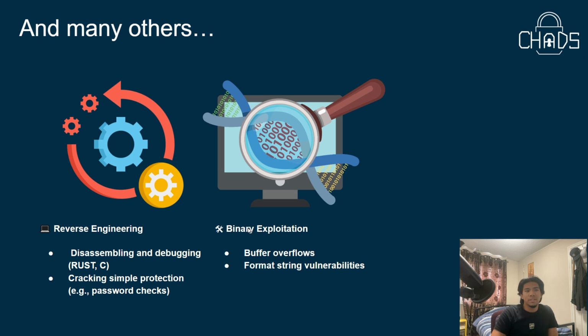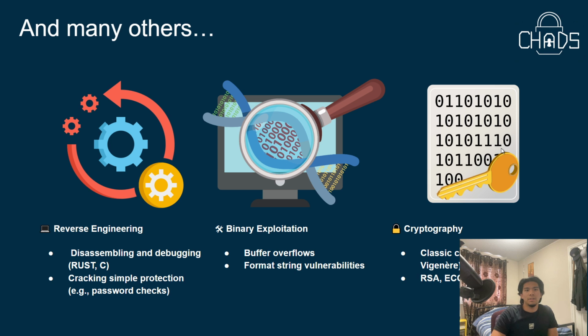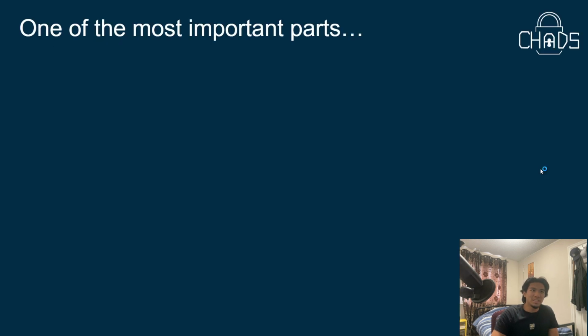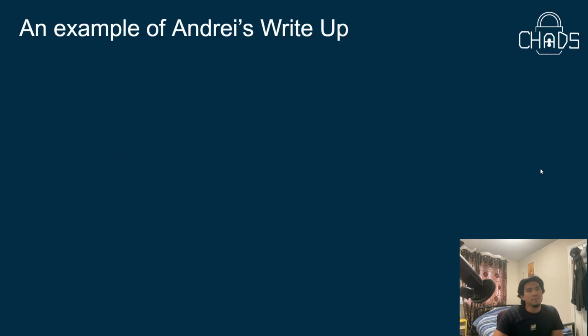You have binary exploitation, buffer overflows, and format string vulnerabilities. And lastly, you have cryptography, whether it's a classic Caesar cipher or an RSA encryption. Sorry, it's covered there by my face. And last but not least, write-ups.